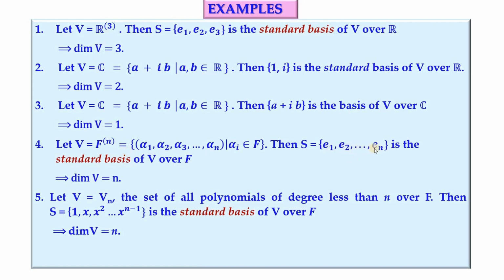So e1, e2, etc. en, already mentioned in the previous videos, form the standard basis of V over F, and the number of elements being n, we have dimension of V to be n. Now in the case of the polynomial space, the set of all polynomials of degree less than n over F, this collection 1, x, x square and so on, x power n minus 1 will be the standard basis of V over F, and they are n in number, so dimension of V is n.